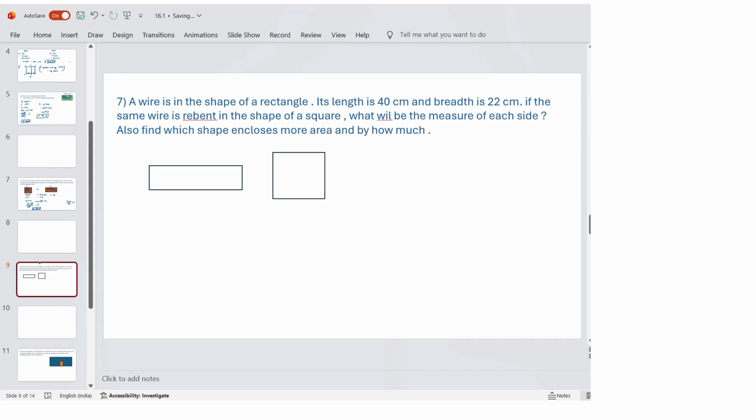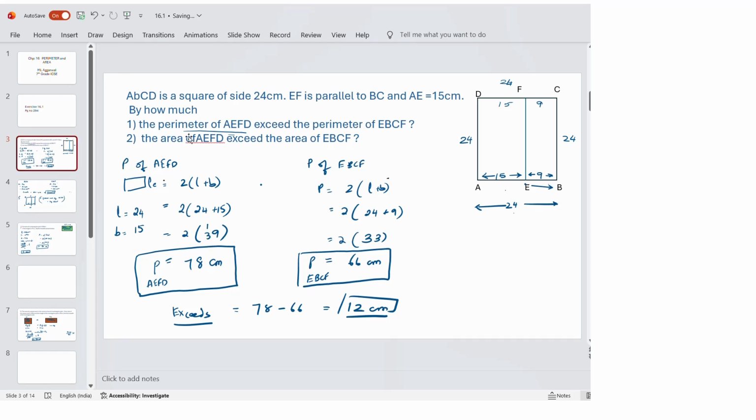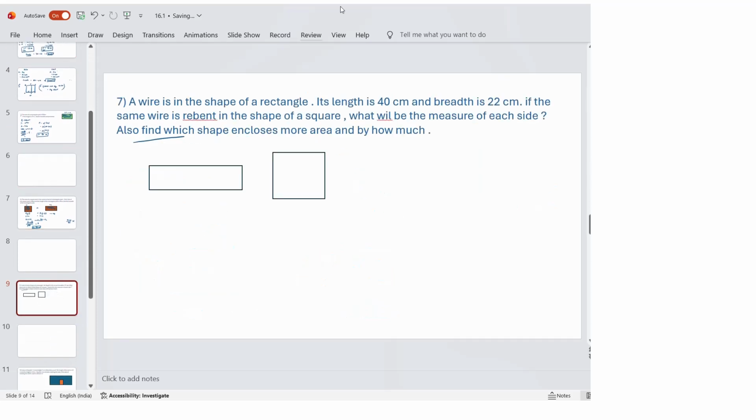The last part of the question is very similar to the first question that we saw, where we see how much one area exceeds the other area, right? Very similar to that question. So we know what to do. You just know that there is a wire, a wire which is actually shaped into different shapes. All right. So now this is when it is in the shape of a rectangle. The length is 40 and the breadth is 22.